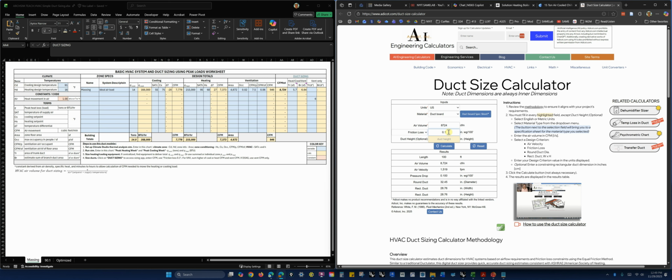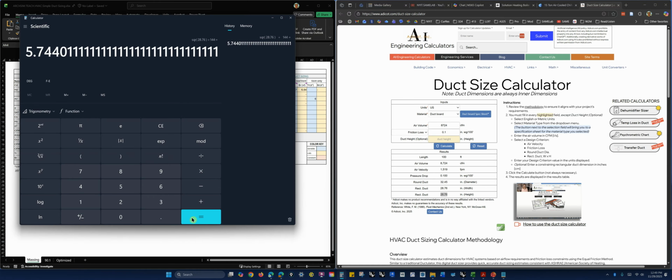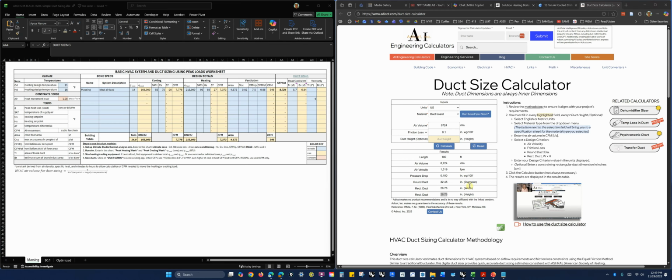So we define that, and then we get an output from that of a duct sizing. The way I've got this set up here is I'm just going to square these. So I've got a rectangular duct of 28.76 square inches. I'm going to square it, and then if I divide that by 144, I get 5.7 square feet, and that's what I put here. So I need to find a duct that has 5.7 square feet.